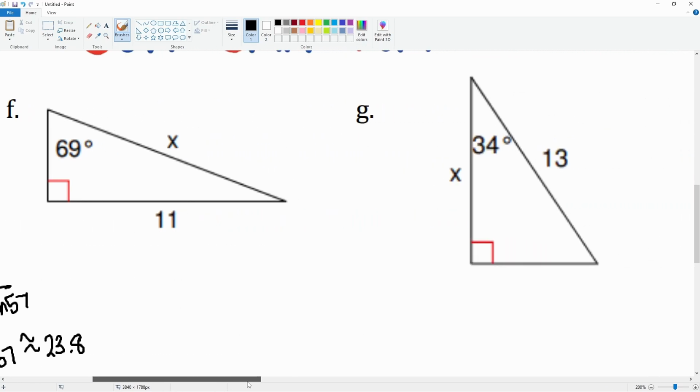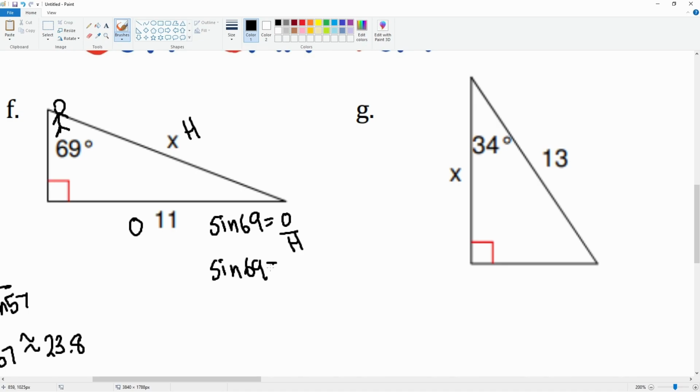All right, let's do F. All right, here is our person at the 69 degrees. The x is the hypotenuse and the 11 is the opposite. So this would be sine. So sine of 69 degrees is equal to opposite over hypotenuse. Sine of 69 degrees is equal to 11 over x.